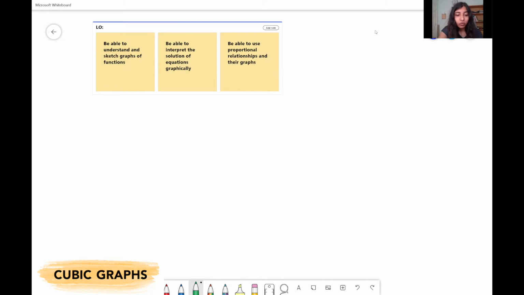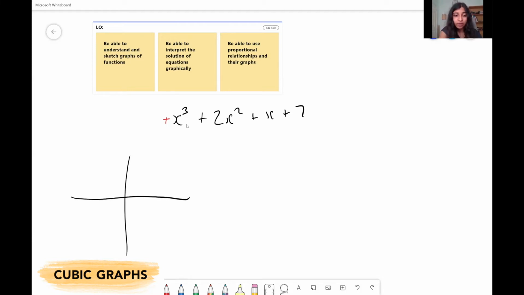So cubic graphs always have quite a similar shape. A cubic equation, firstly, is anything which has an x cubed in it. So it could be x cubed plus 2x squared plus x plus 7, for example. And for any cubic equation, the graph would look kind of alike. If the coefficient in front of the x cubed is positive, then the graph would always go from the bottom left of the axis to the top right. So if we have an axis like that, it would always be something like this.